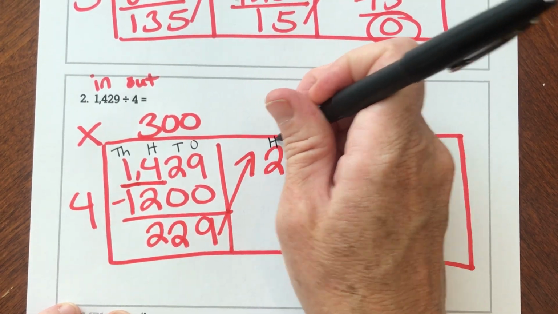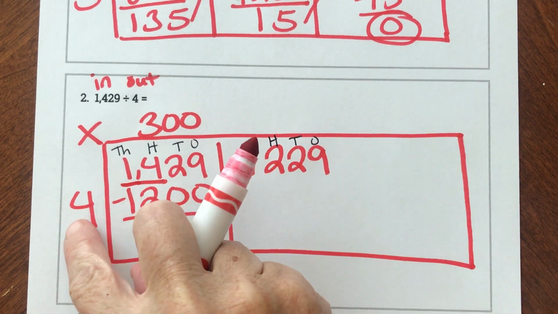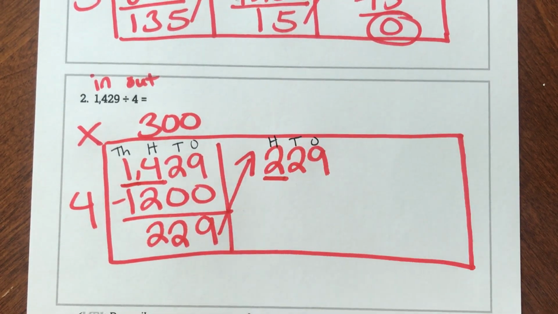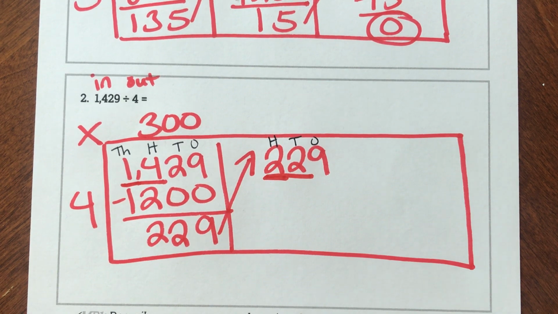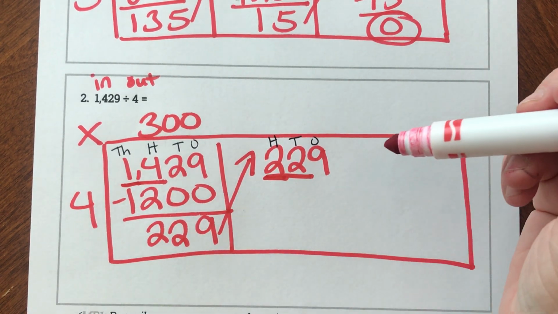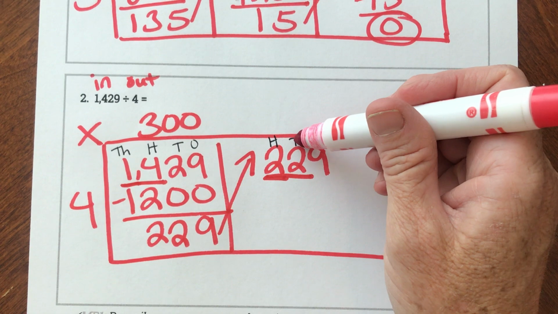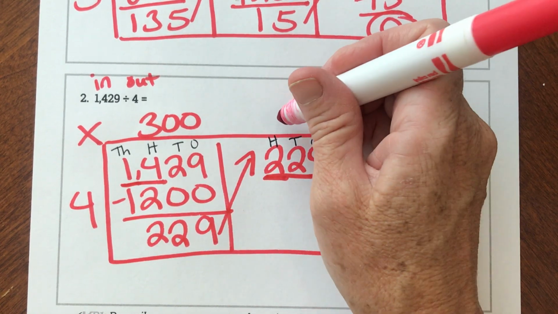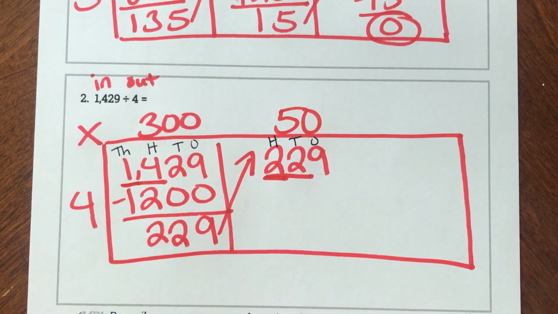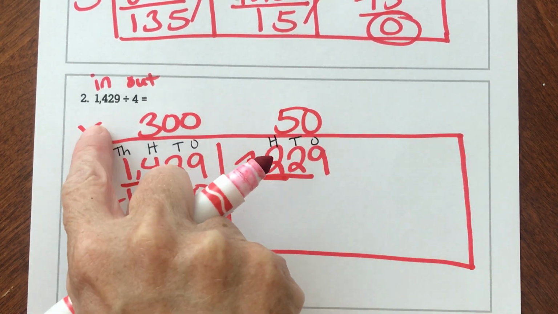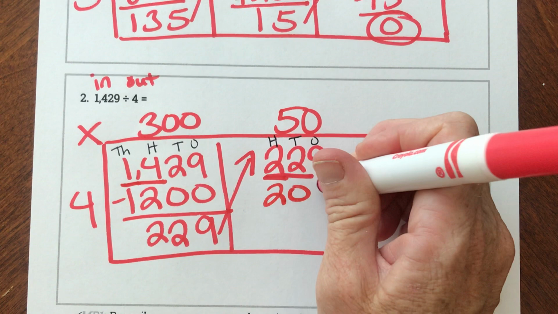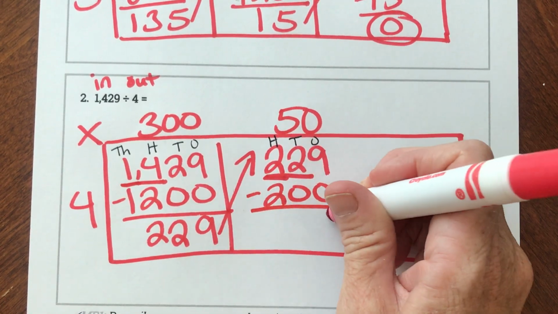Ones, tens, hundreds. Okay, ready? 4 can fit into 2? No. 4 can fit into 22? Yes. 5 times, because 4 times 5 is 20. But I'm in the tens column, so it's 5 tens, which is 50. Okay, so now I divided and I'm going to multiply. 50 times 4 is 200, and I'm going to subtract.